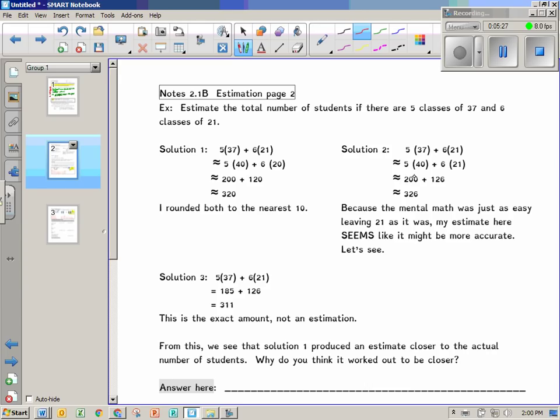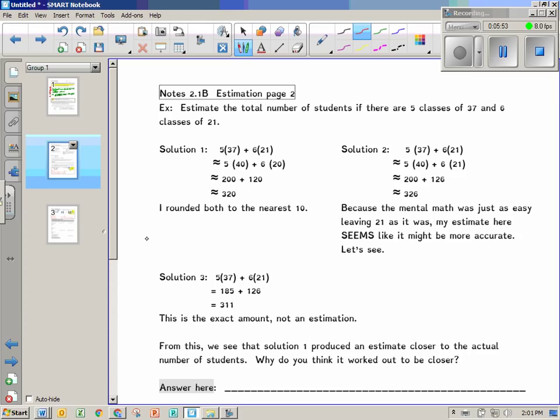Because 5 times 40 is 200, it was just as easy for me to leave the 21 as 21 to multiply, because 6 times 1 is 6 and 6 times 2 is 12, and it's very easy to add 200 and 126. It seems like this might be more accurate, but let's just see.